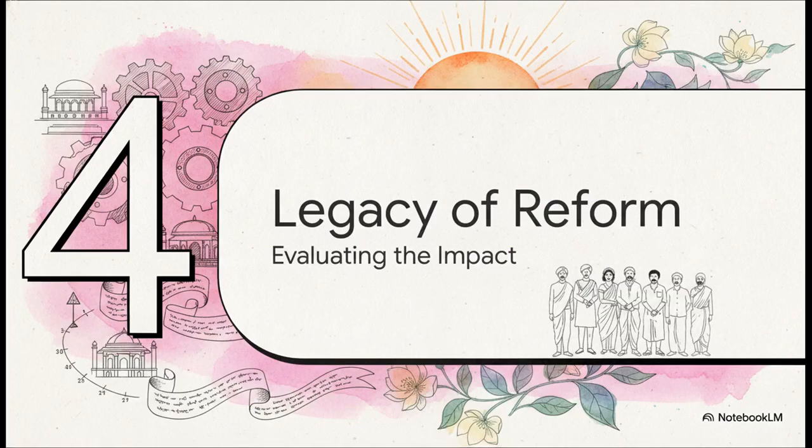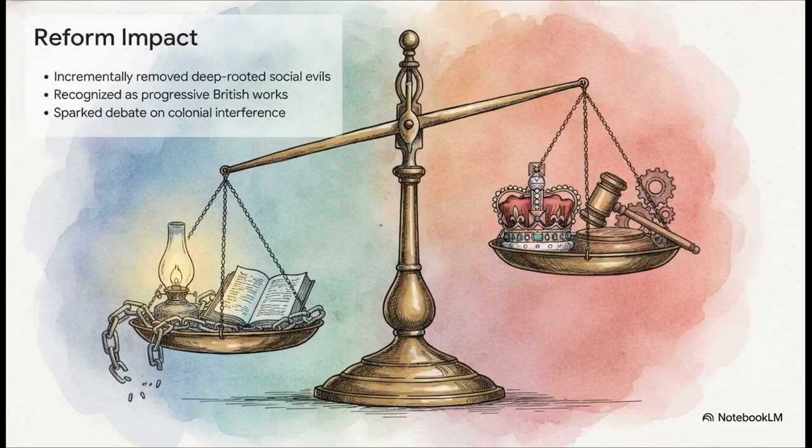Section 4. The Legacy of Reform. Now we're going to weigh the historical impact of these centuries-spanning actions. So the crucial point is this: the British administration, often spurred by brilliant Indian reformers, incrementally created laws to remove deeply rooted social evils like sati, slavery, and child marriage. Historically, these are widely recognized as some of the most progressive works undertaken by the British in India.